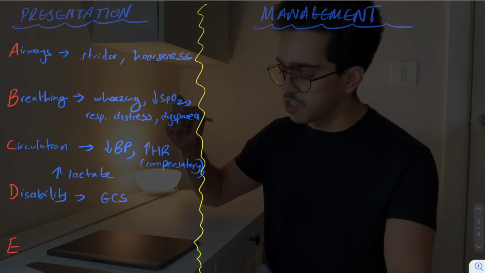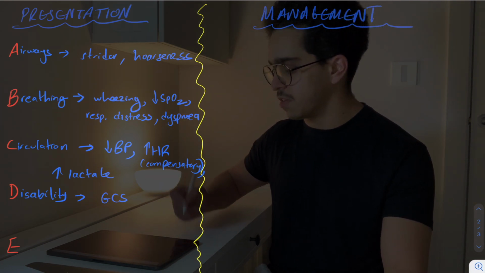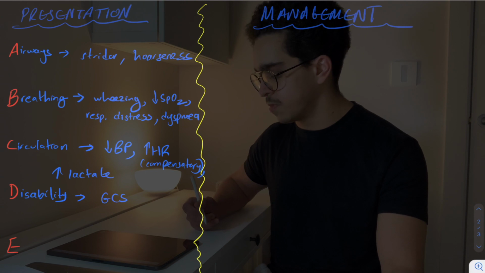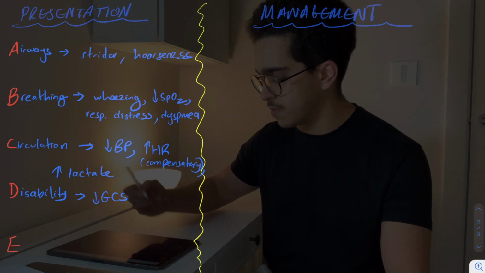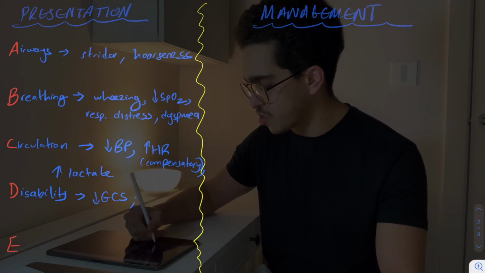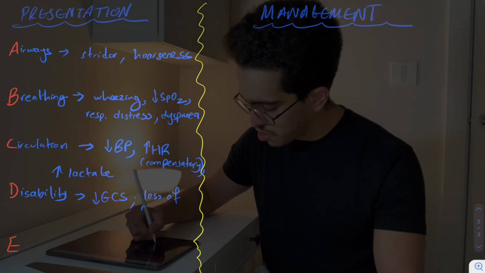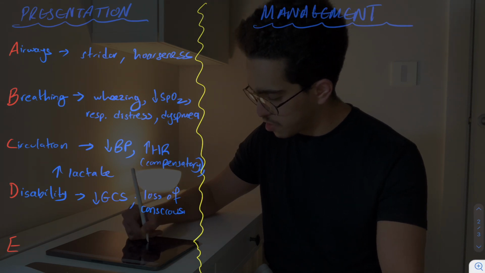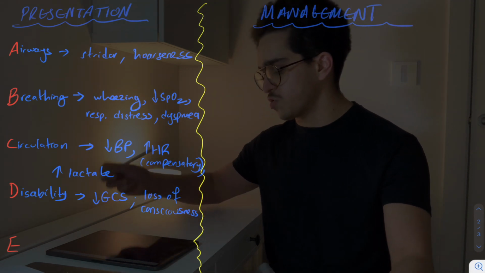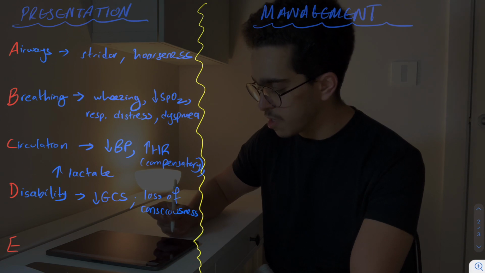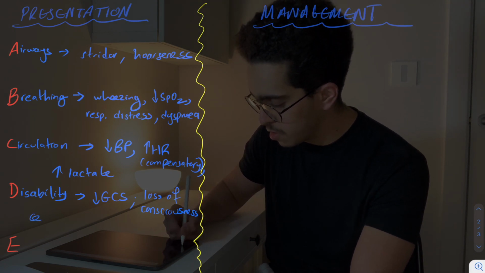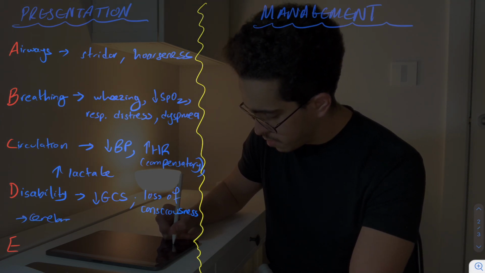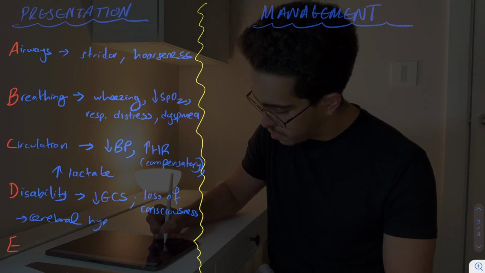So what does that mean for the GCS? Is the GCS going to be high or low? The GCS is going to be low. The patient's going to potentially lose consciousness. So loss of consciousness, cool, because of reduced cerebral perfusion. There's going to be cerebral hypoperfusion.